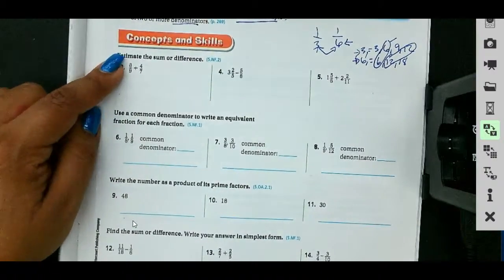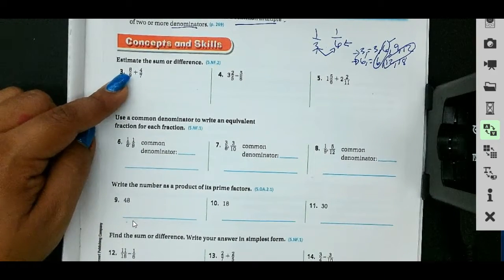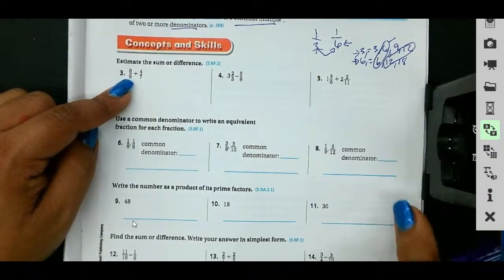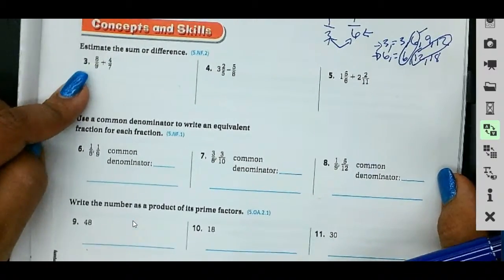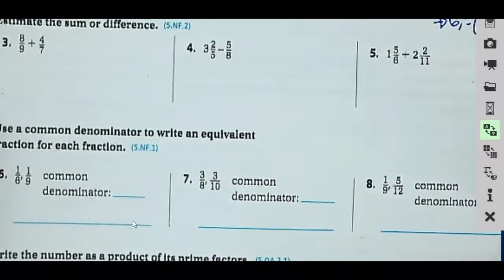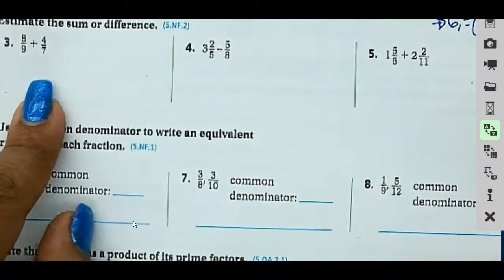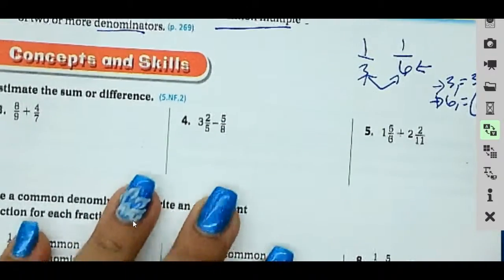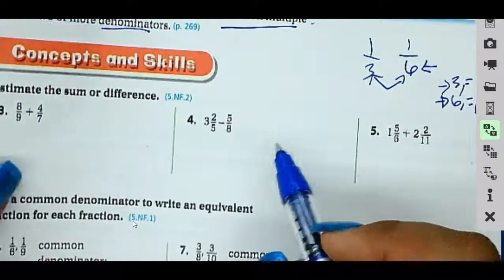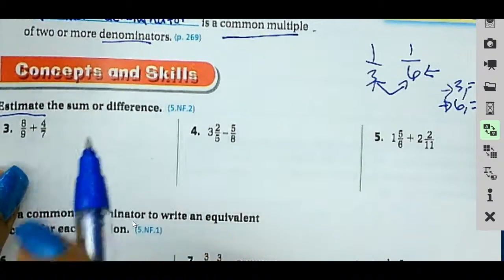Now let's go ahead and review the concept and skills section. So when we're estimating, I know a lot of you had questions on estimating, so make sure that you pay close attention. If you need to rewind so that you can watch the section again, go for it. I'm going to go ahead and do the number 4 just because many of you probably did number 3 already.